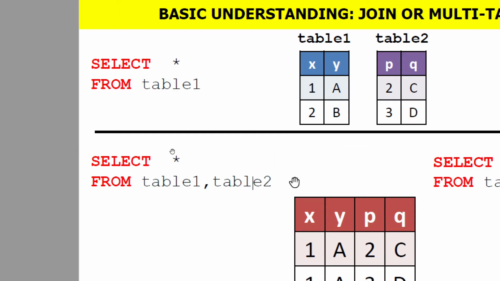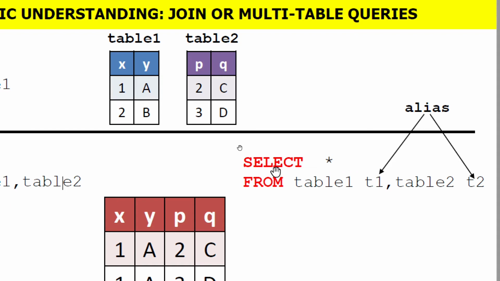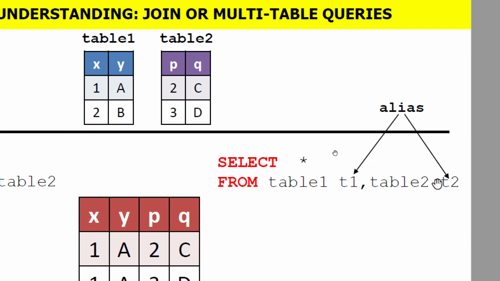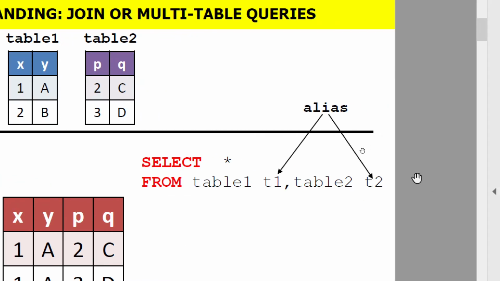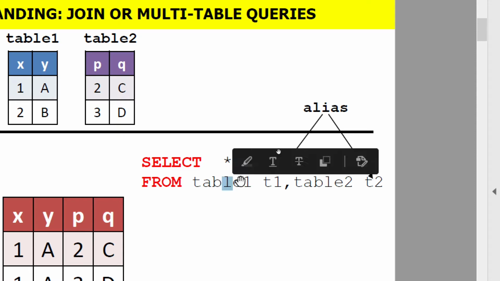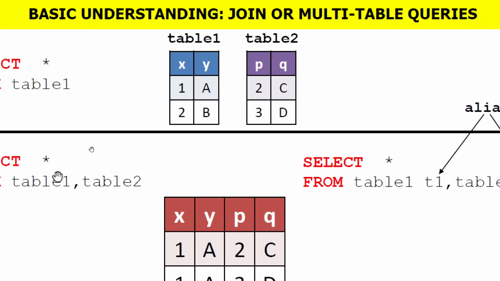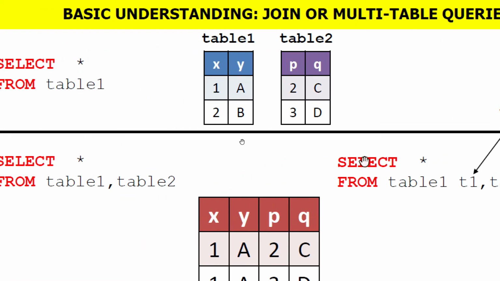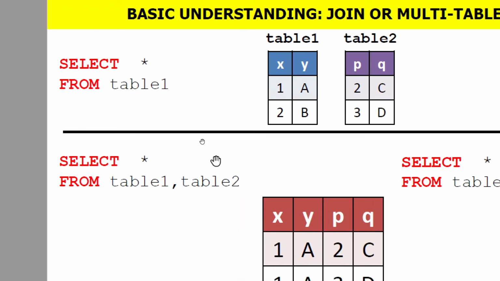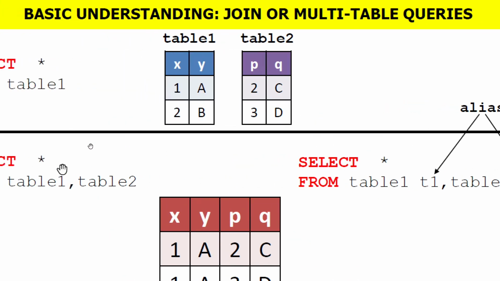You can also write this as select star from table 1 t1, table 2 t2. Now what are t1 and t2? T1 and t2 are aliases of table 1 and table 2 correspondingly. So instead of writing table 1, we can say t1. Instead of writing table 2, we can say t2. Okay, so both these are same, just different styles of writing. You can choose any one when we are doing joins.